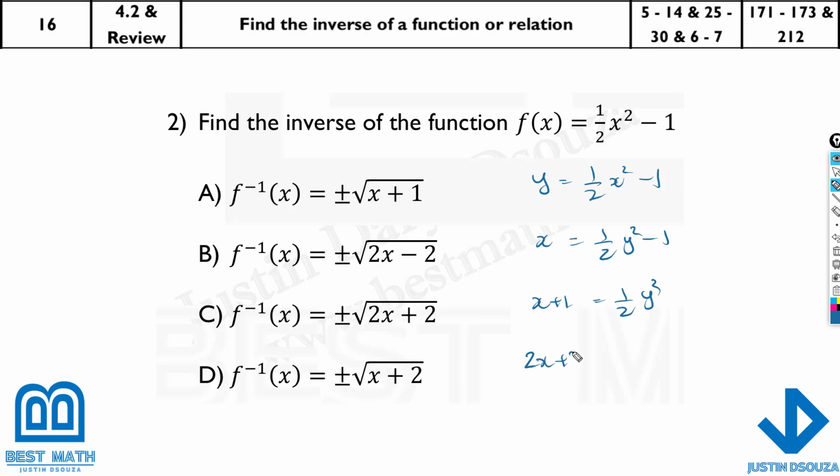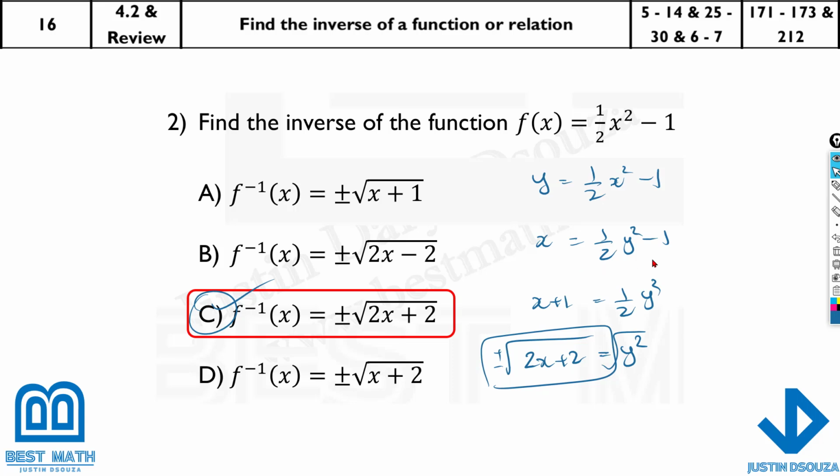It's going to be 2x plus 2 is equal to y squared. Now take square root on both the sides. That's plus or minus the square root of this one. So here, which is the correct answer? It's option C. That is the correct one. It's plus 2. Here we go.